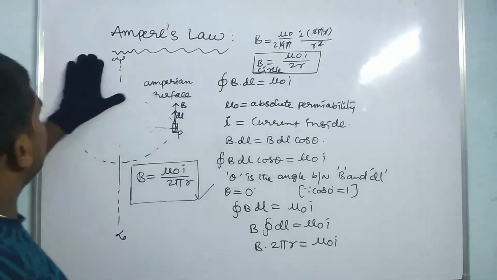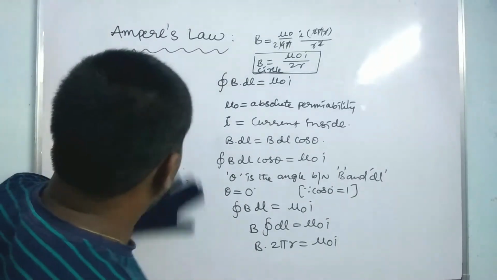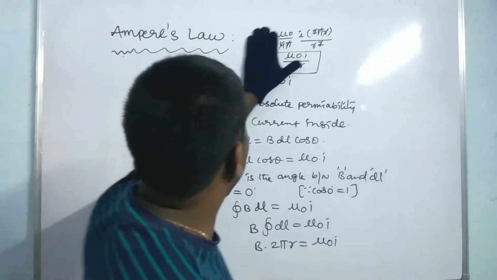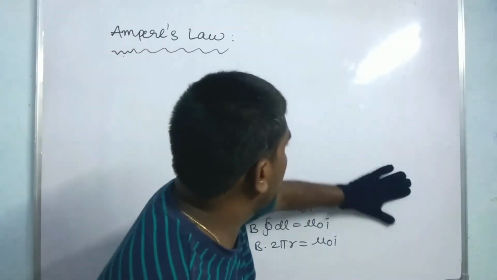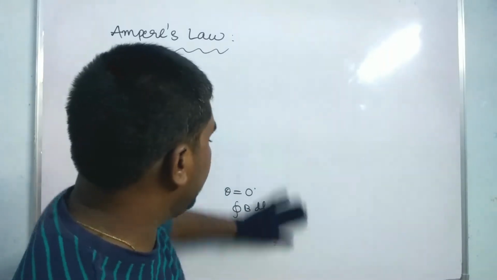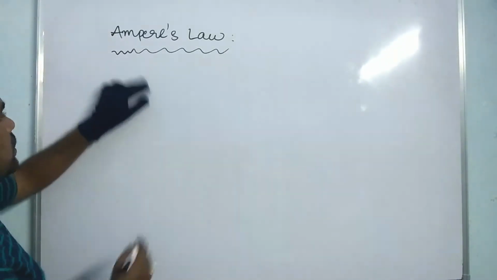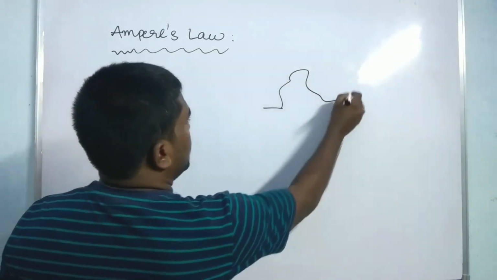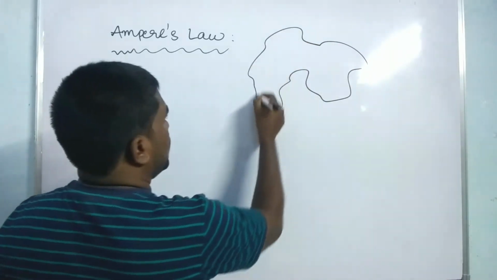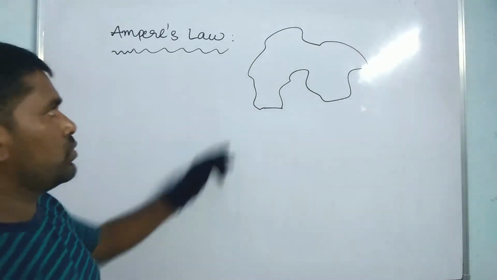Now let us see one application, which is to find the line integral of a given surface. How can we find the line integral of a given surface? By using Ampere's law. Line integral belongs to Ampere's law. So here there is a surface enclosed. It is the closed surface.